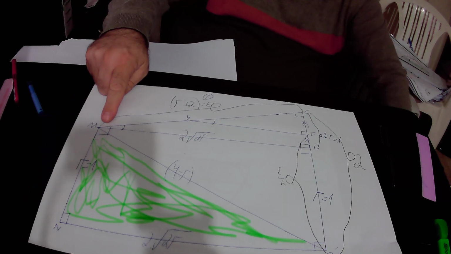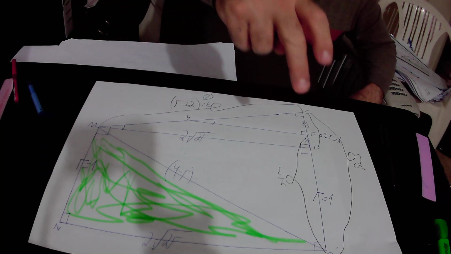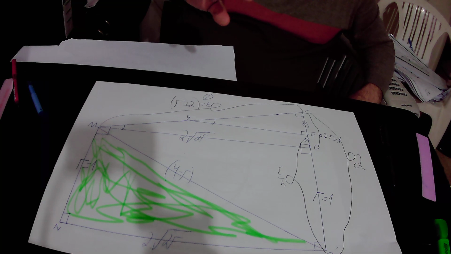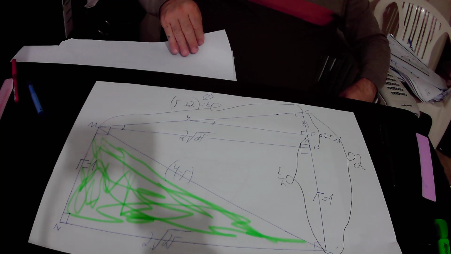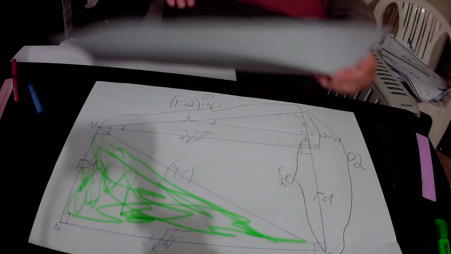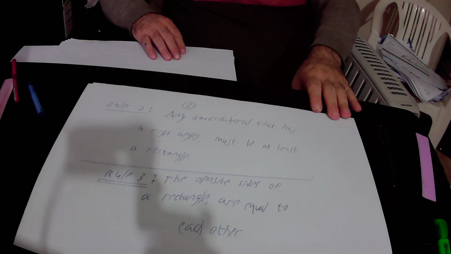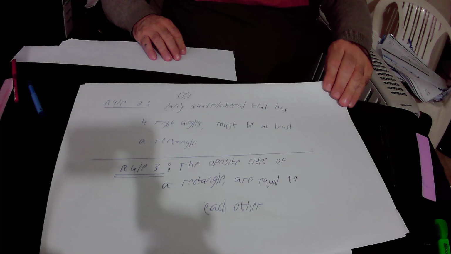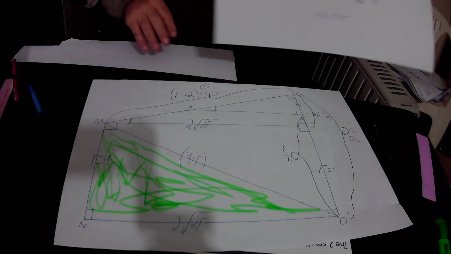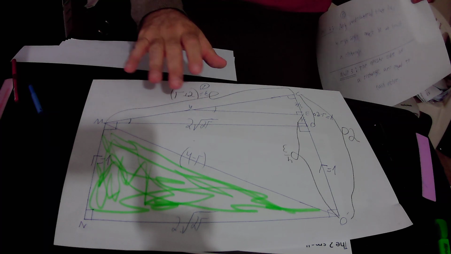Therefore, as you can see, all 4 angles of quadrilateral MDON equal 90 degrees. And we have rule number 2. Rule number 2 states that any quadrilateral that has 4 right angles must be at least a rectangle. Therefore, quadrilateral MDON is at least a rectangle.